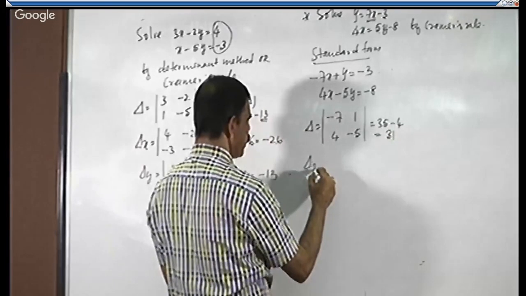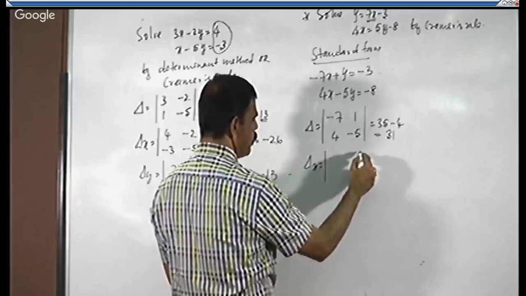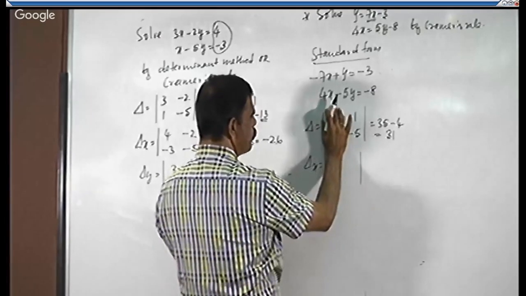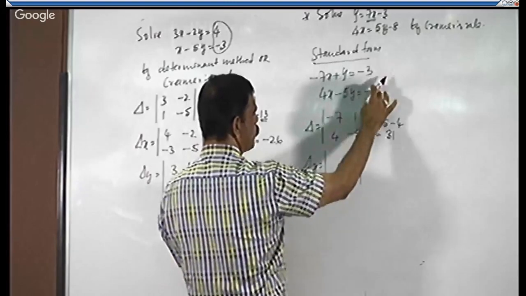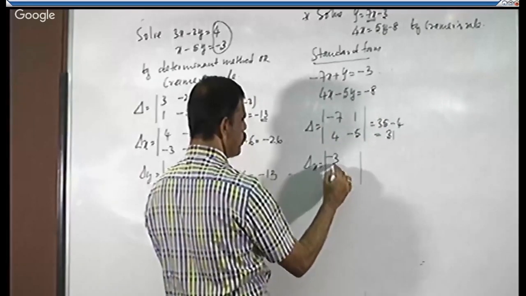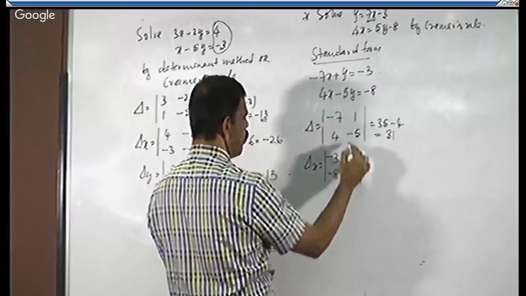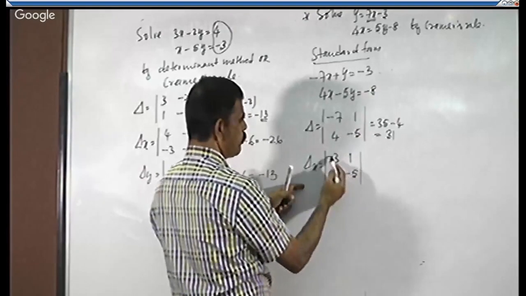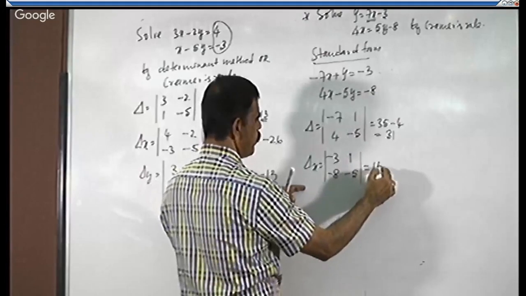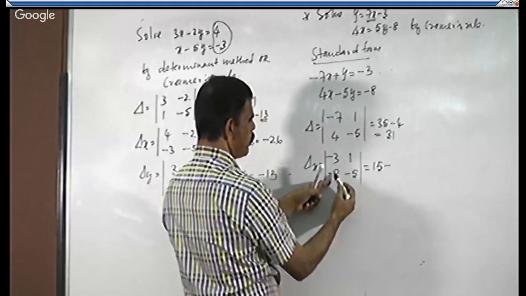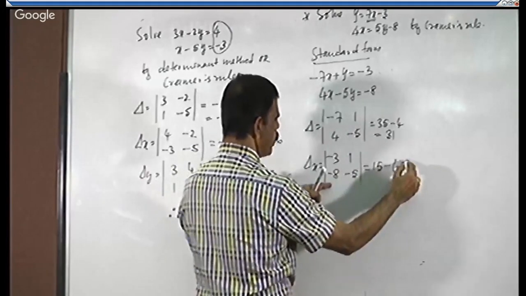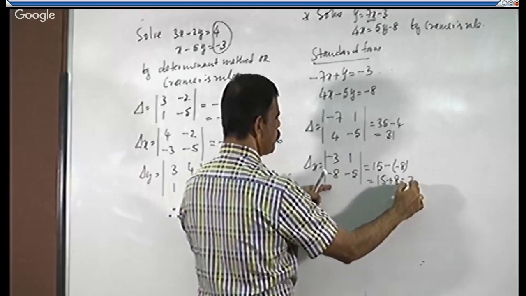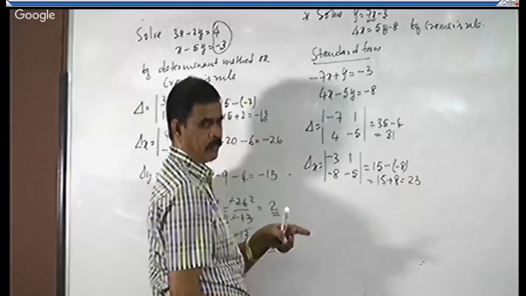Next, get delta x. Delta x is what? In delta, the x coefficients should be replaced by what? Constants. Which are the constants? Minus 3, minus 8; 1, minus 5. Minus into minus plus, 5 threes are 15. Minus of minus 8 into 1 is minus 8. So 15 plus 8 is equal to 23.